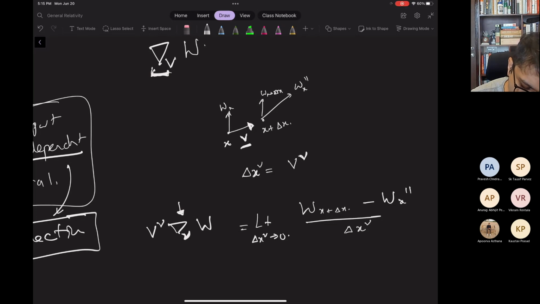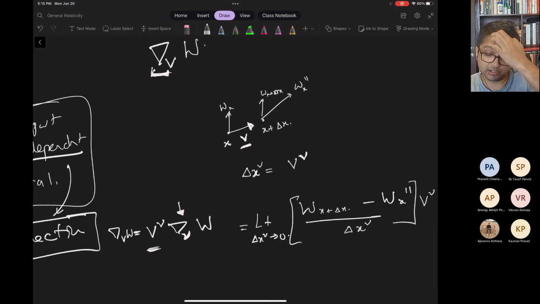That is, we say that del V W is just this. Okay, so this is an extra demand that we make. And in fact, this is the key demand, because this property is not satisfied by the Lie derivative. The linearity in this V that we differentiate with respect to, that is the key point.